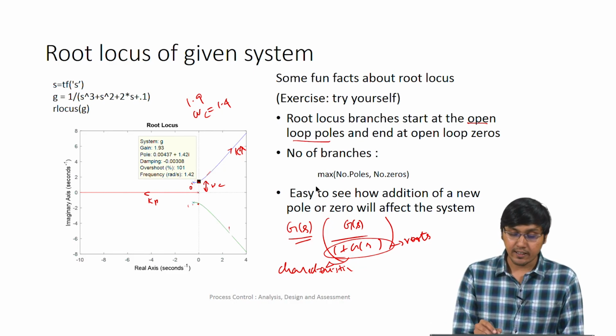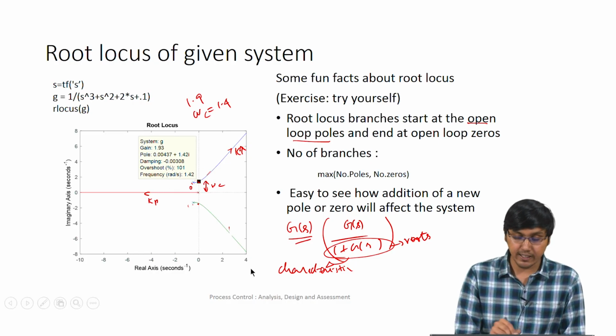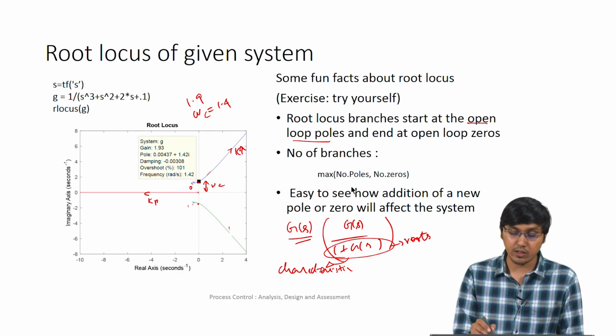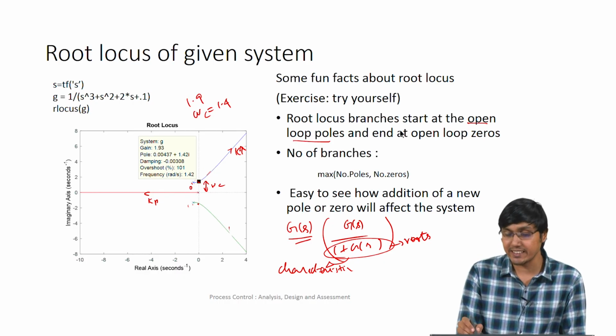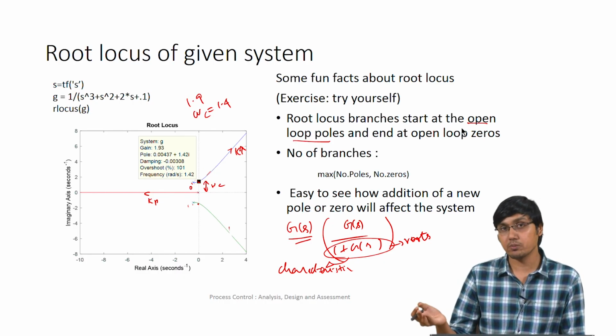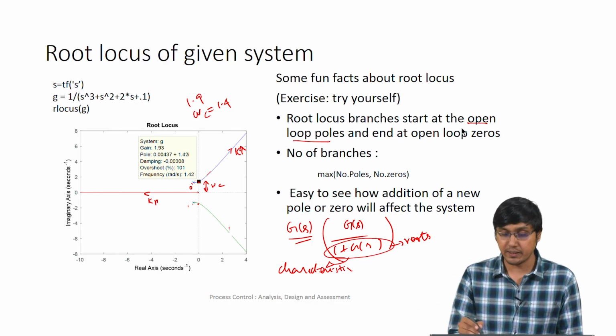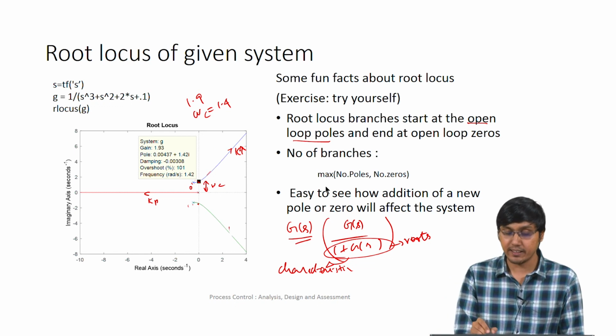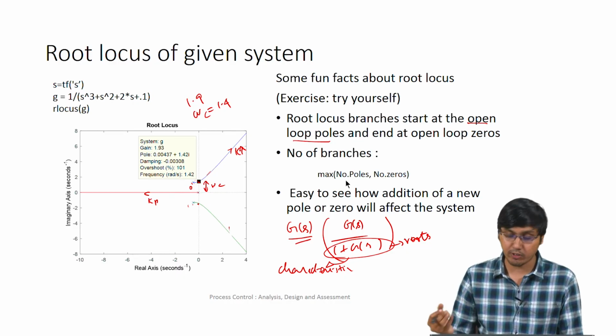And then the maximum number of branches of the root locus is the maximum number of poles or zeros, because every root locus starts from open loop poles and ends at open loop zeros. So, however many open loop poles and zeros there are, the number of branches is the maximum of the two. Whichever is maximum, that many branches we are going to have.